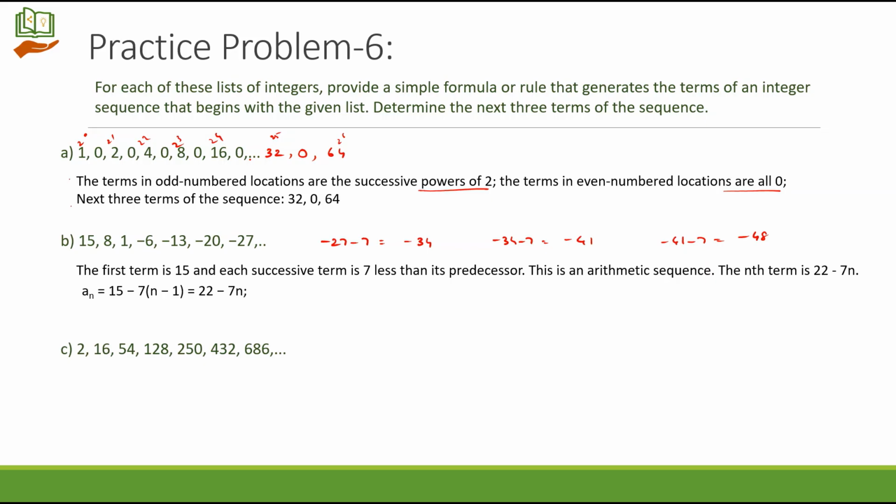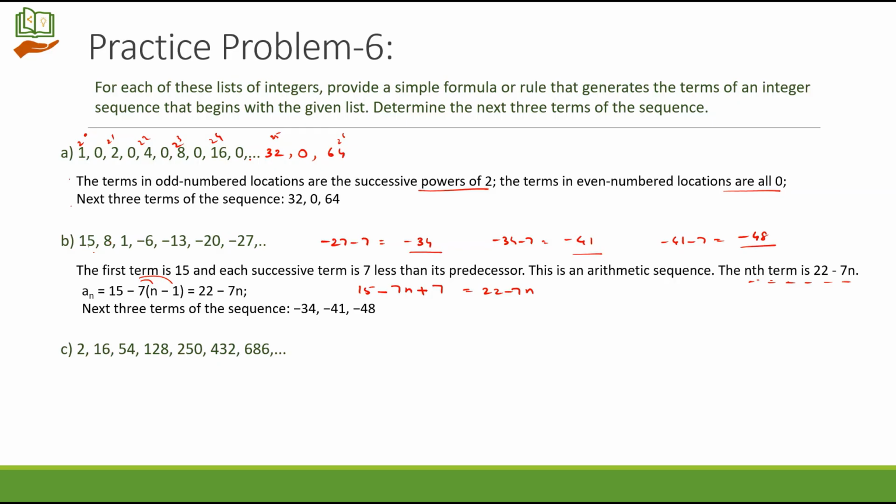So here they have expressed it in the form of an which is equal to 15 minus 7 into the previous term they have given. So 15 minus 7 into n minus 1, minus into minus will become plus 7 here. So 7 into n and 7 into 1. This will be 22 minus 7n. And now the next 3 terms of the sequence can be calculated directly by subtracting 7 from the given last term. So minus 34, minus 41, minus 48.